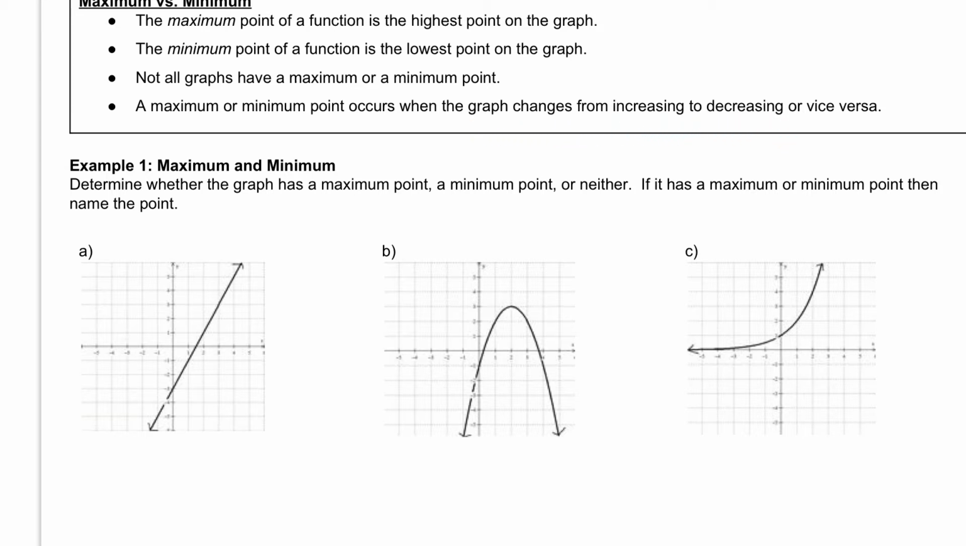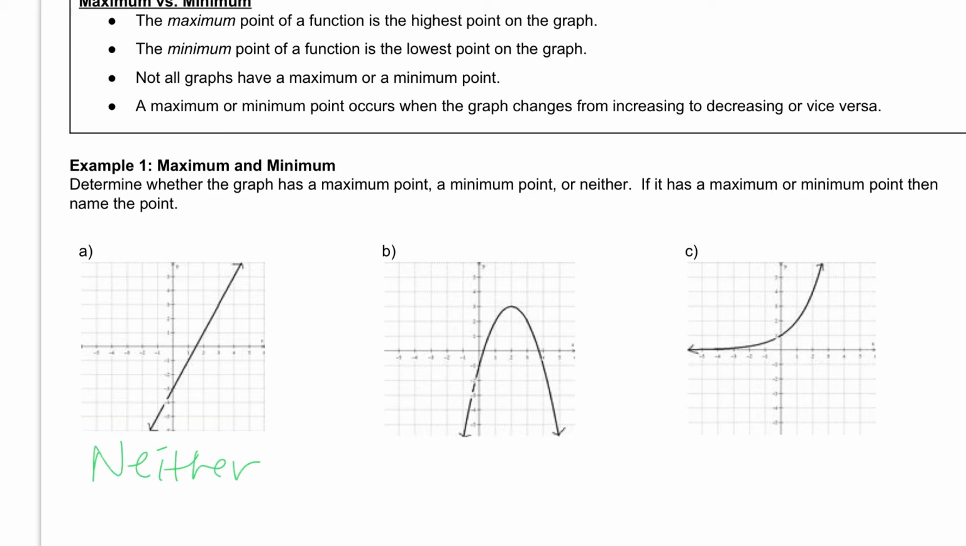So that means as we go up, we are never changing. So this is increasing from left to right, and it never changes, which means there's no maximum or minimum point. There's no point where we switch directions, going here to here, or vice versa. So letter A, our line does not have a maximum point or a minimum point. So here we would say neither.